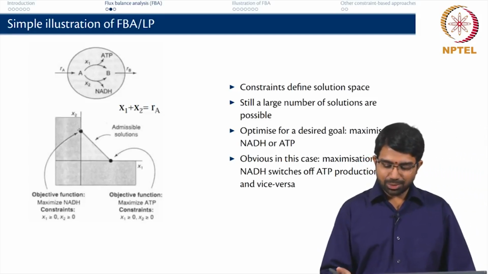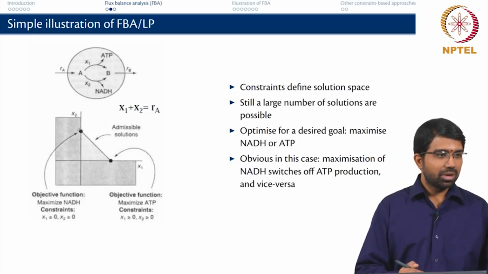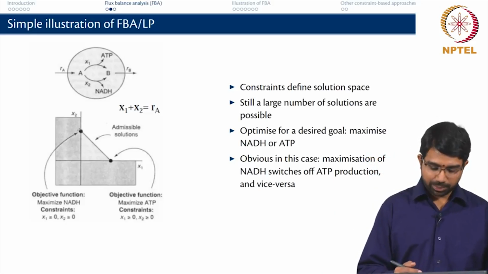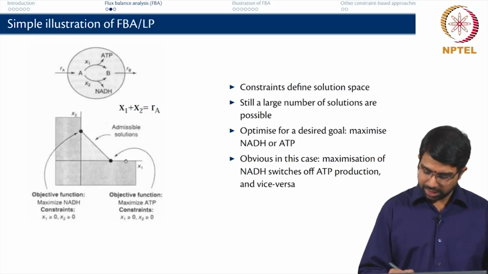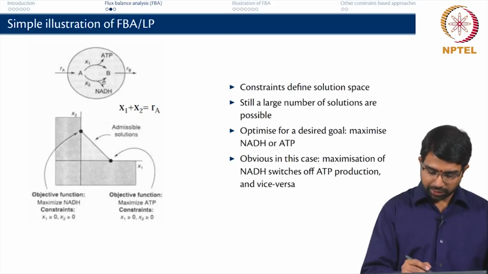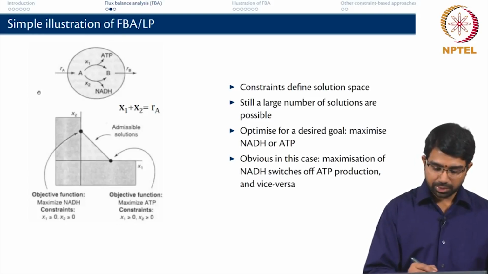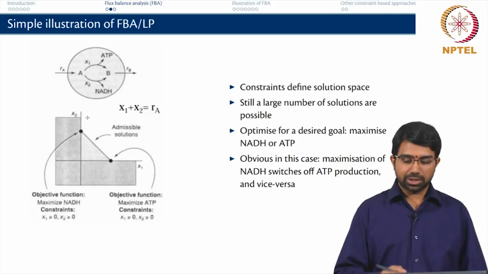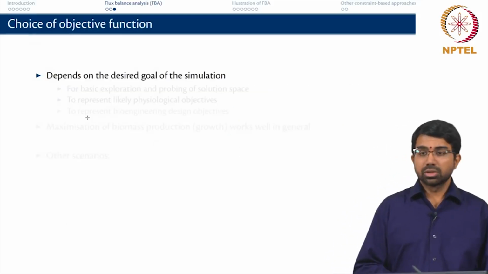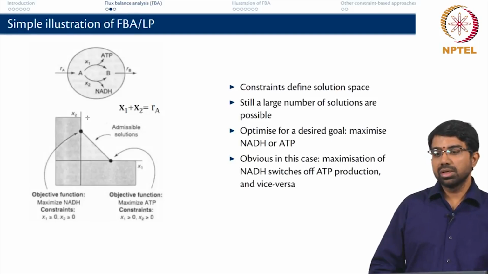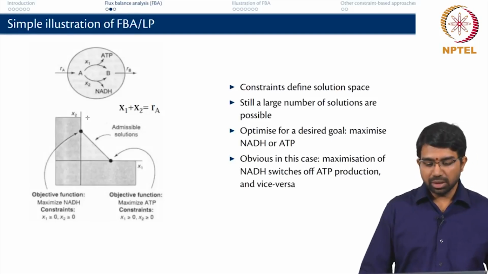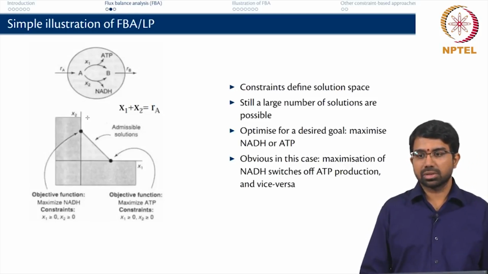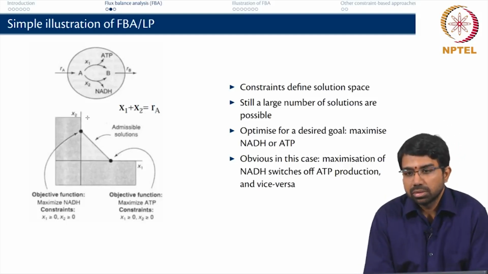right. So here you basically have switching of one production and so on. So in this case the maximization of NADH switches off ATP production and the maximization of ATP switches off NADH production, right. But you can have whatever appropriate objective function you want. So, how you choose the objective function is very interesting. I think we will stop here for this lecture and we will continue later.